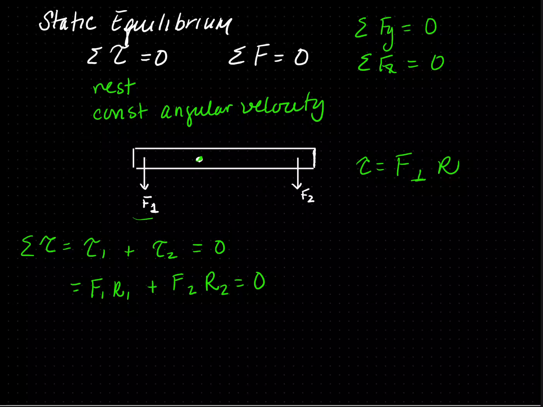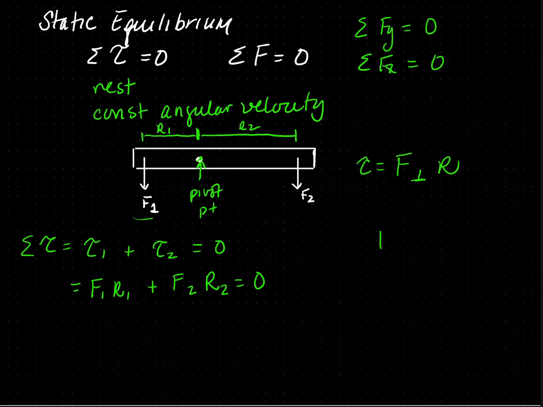So what is r1? r1 is measured from the axis of rotation, which is the pivot point. So this is r1 right here. For F2, the r2 is also measured from the pivot point, and this is r2. So we plug in numbers. But if you notice, if both of these numbers are positive, it cannot equal 0. So we must account for direction.